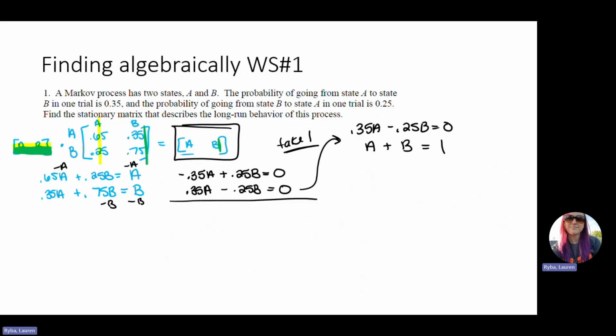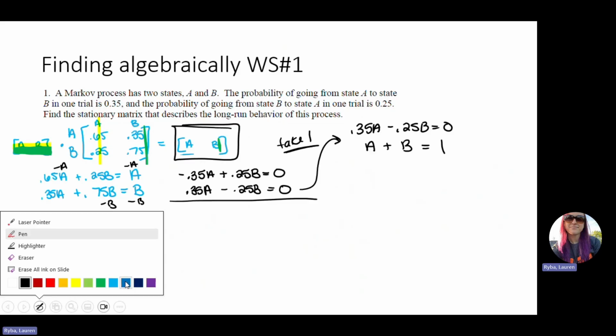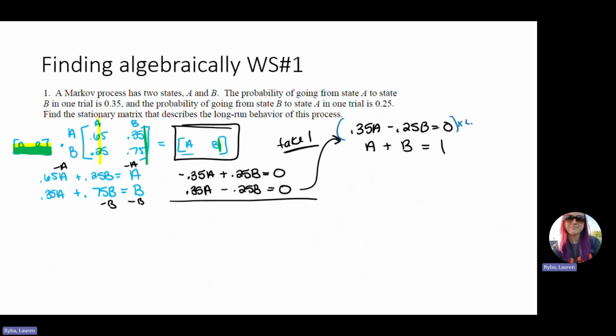And then we know our original A and B values must sum to 1. And now you have a choice of if you want to do elimination or substitution, however you want to solve this. I like elimination. So if I multiply the top equation by 4, that'll give me 1.4A minus 1B equals 0. And then A plus B equals 1. So that my B's can now cancel out if I vertically add.